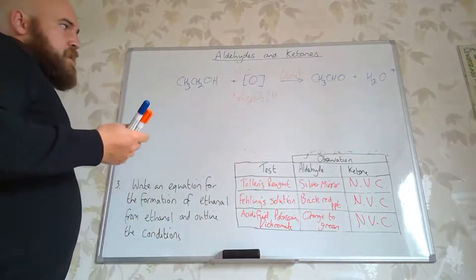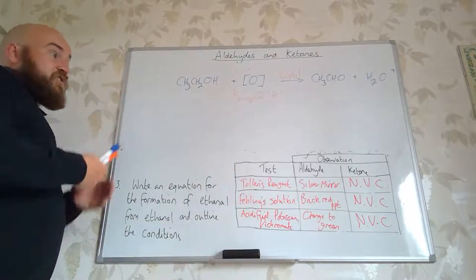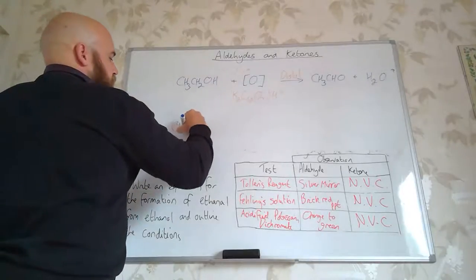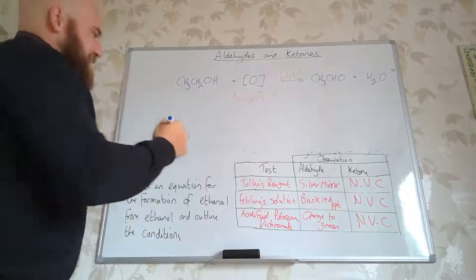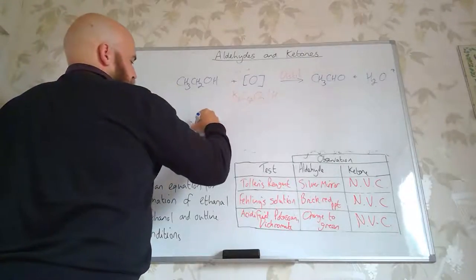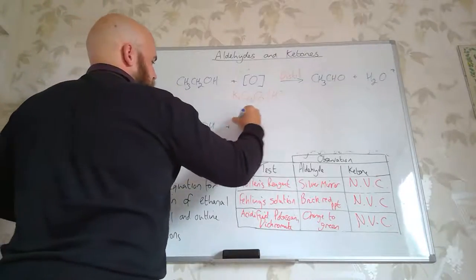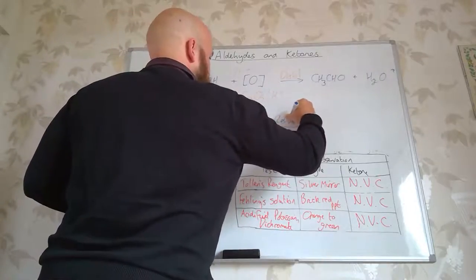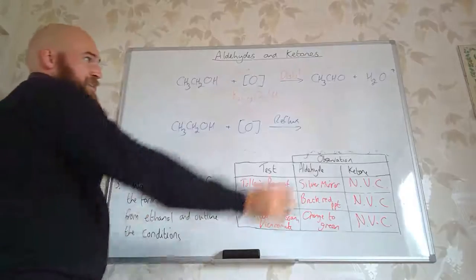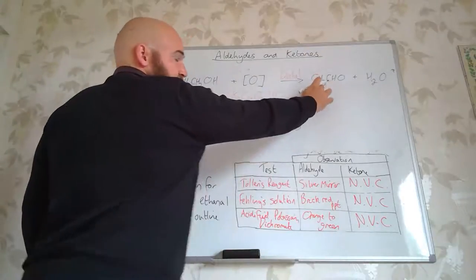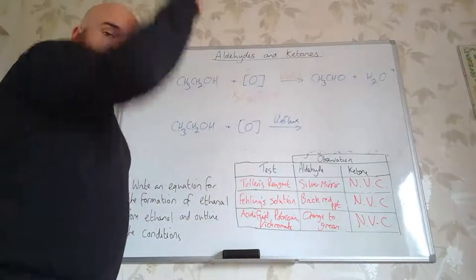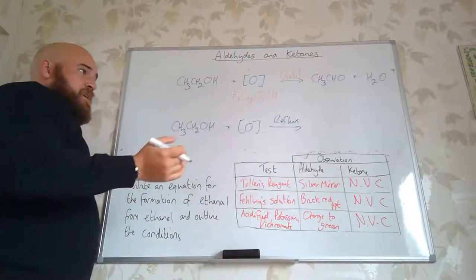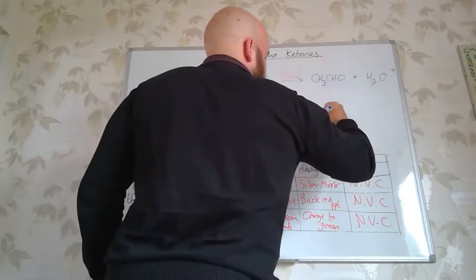So before we move on, let's just see what would happen if we were to reflux it. Now this is where students again make classic mistakes with the equations. So there's our ethanol. We're going to oxidize it. This time we're going to reflux. So then basically as soon as this is formed, it's going to go up the condenser, condense and fall back down into the oxidizing mixture and go all the way to a carboxylic acid.